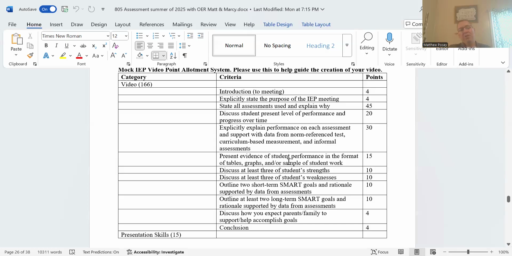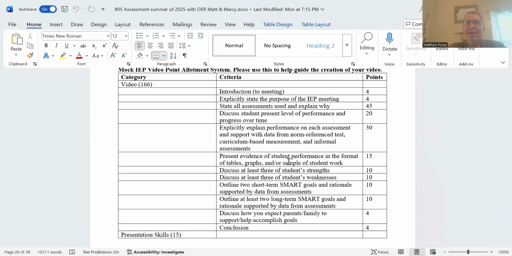The next area you want to make sure you include in the video is presenting evidence of student performance in the format of tables, graphs, and/or samples of work. So this is what I talked about. If you feel good about using technology, doing a Zoom screen share like this, you can create a slide deck with the information embedded within the slides. If you don't feel comfortable with technology and you want to literally hold up your charts, tables, and graphs and present them like this and refer to them as you are going through the meeting, that's acceptable too. Either way is fine.